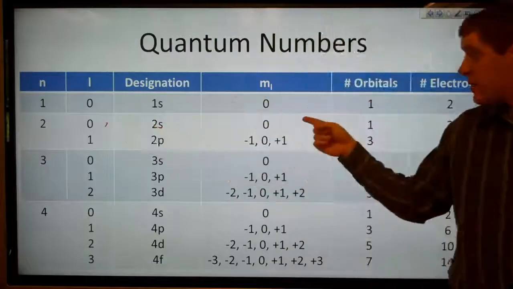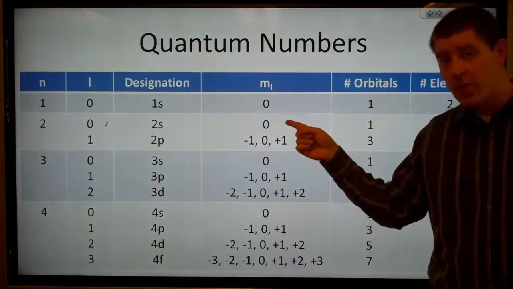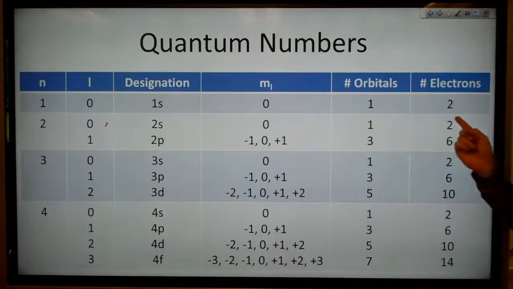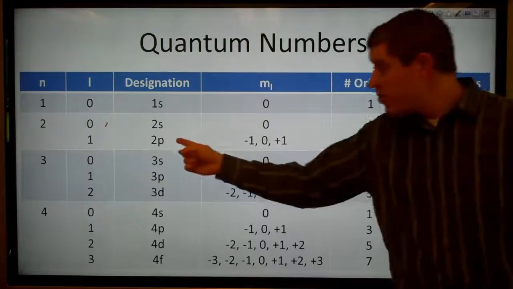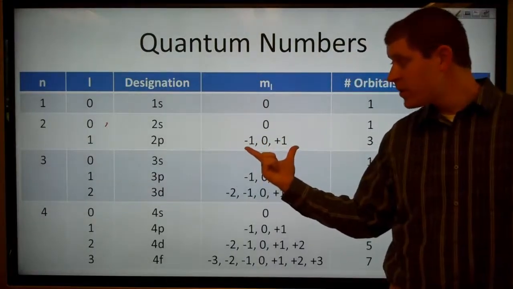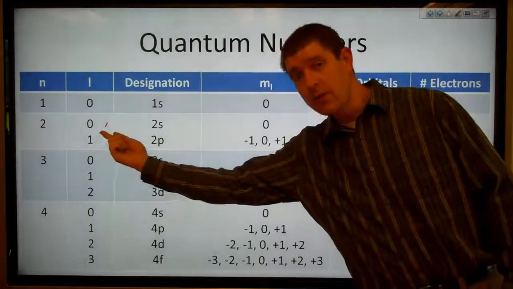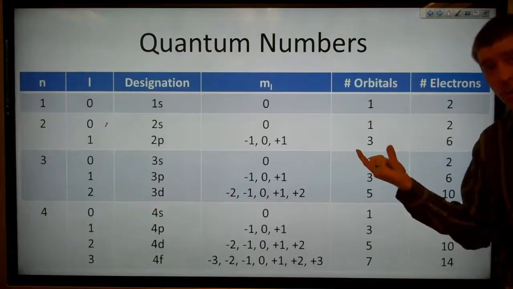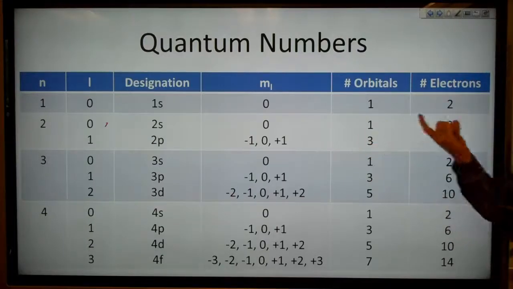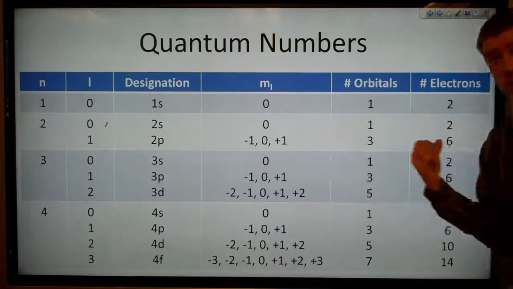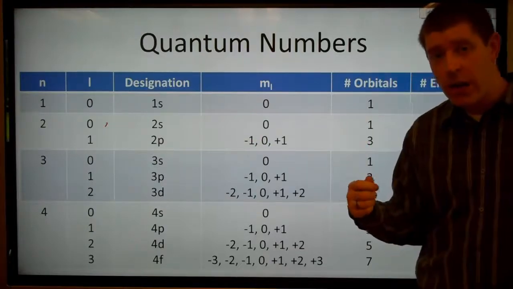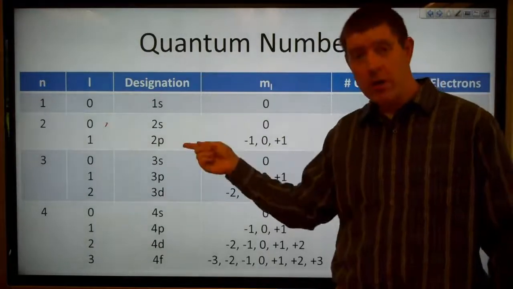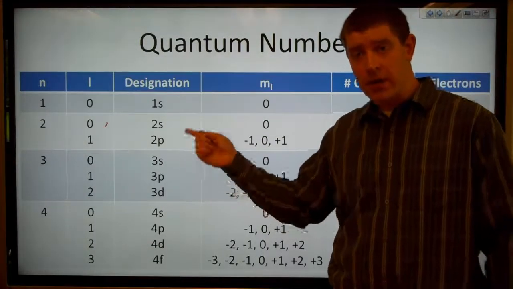Now again, the 2s has only one possible value for m sub L, and so it only has one orbital. It only can hold 2 electrons. The 2p has 3 possible values, because now we can go from -1 to 0 to +1 for m sub L. That means we now have 3 orbitals. Well, each orbital can contain 2 electrons, so 3 times 2 is 6. So our 2p can hold 6 electrons. If we want to put in any more electrons, we don't have any other orbitals. We've filled up the first energy level, we've filled up the second energy level, now we have to go to the third energy level.